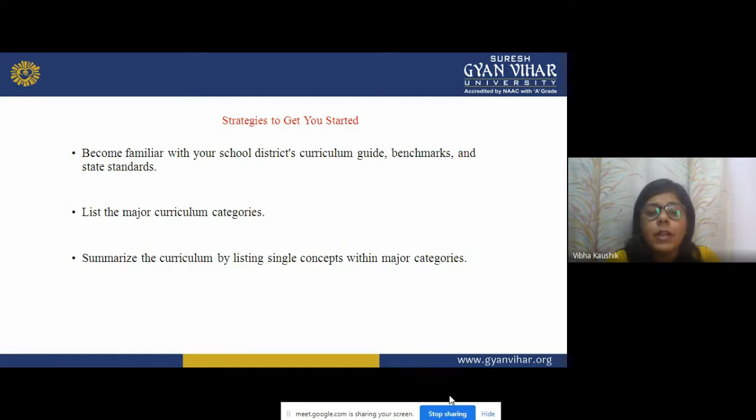List the major curriculum categories. This means you have to make specific major curriculum categories of your curriculum. Summarize the curriculum by listing single concepts within major categories. This means you have to make a short paragraph related to your curriculum by listing the single concepts which we are going to teach within major categories. These are the major categories, and we will teach these single concepts within the major categories.